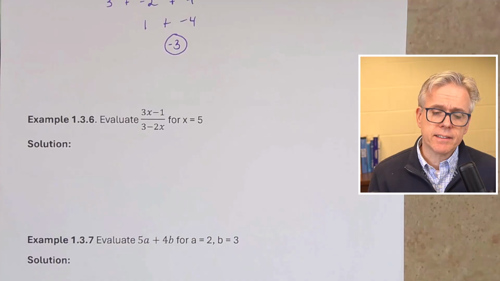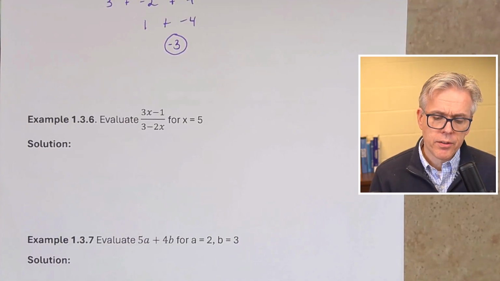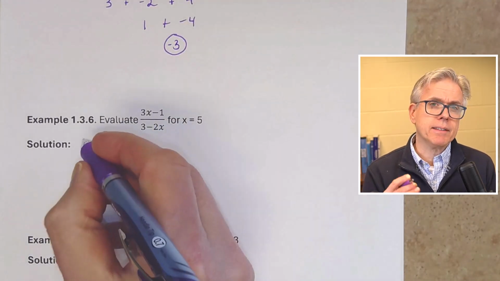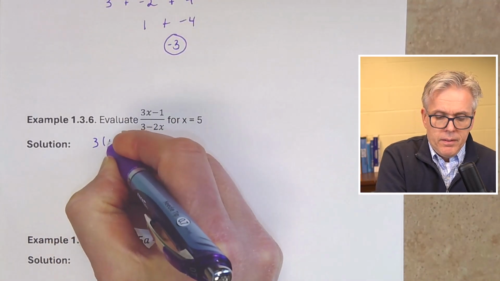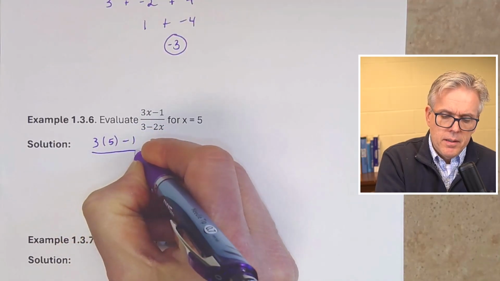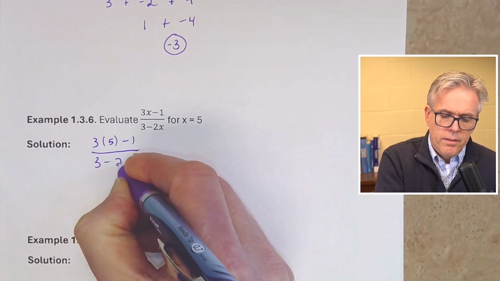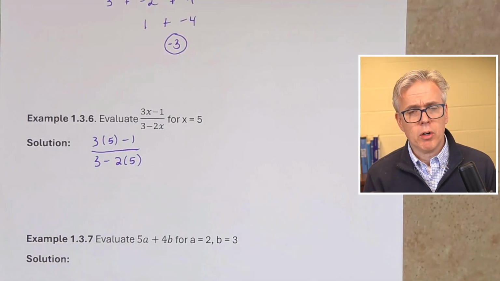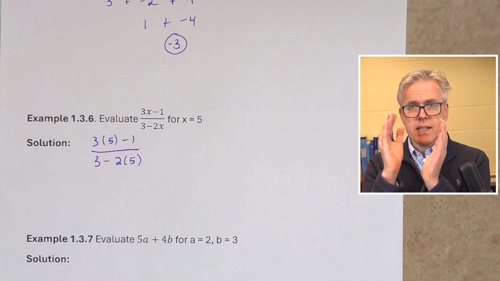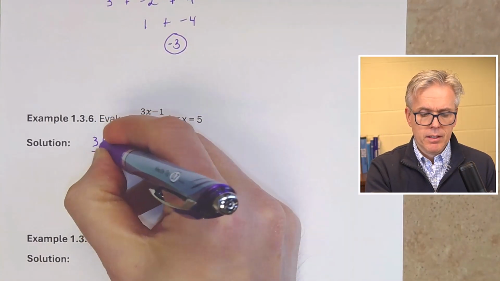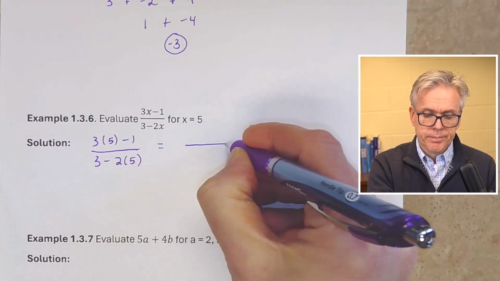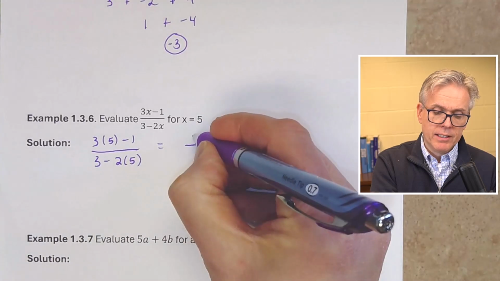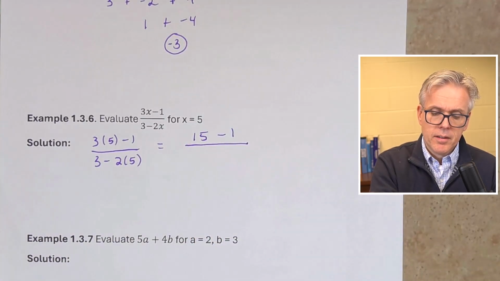All right, let's look at this next example. (3x minus 1) all over (3 minus 2x) for x equals 5. So again, wherever I see an x, I'm going to substitute a 5. So 3 times 5 minus 1 all over 3 minus 2 times 5. Now recall from earlier lesson, when we have the fraction bar, we're going to do everything in the numerator and everything in the denominator. So let's focus on the numerator first. So I have an order of operations to do first. I'm going to multiply. So 3 times 5 is 15, minus 1.